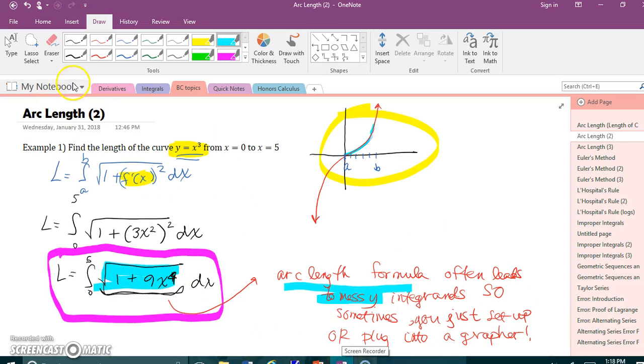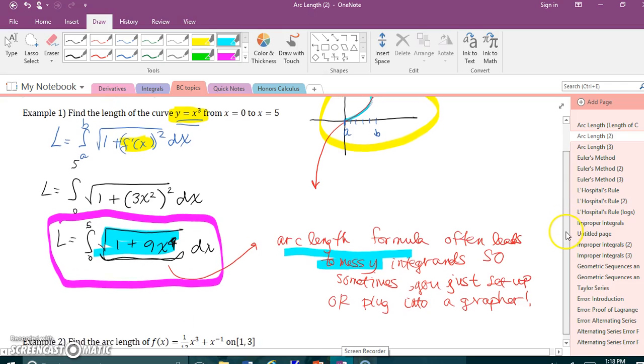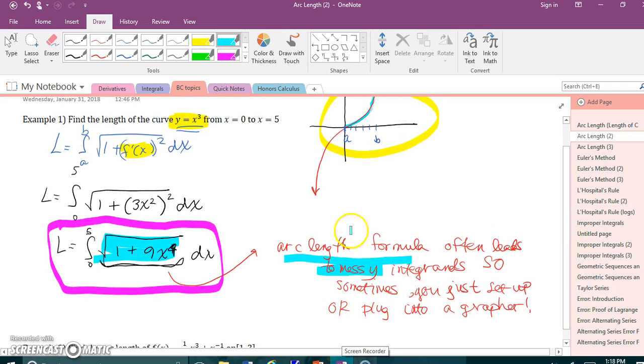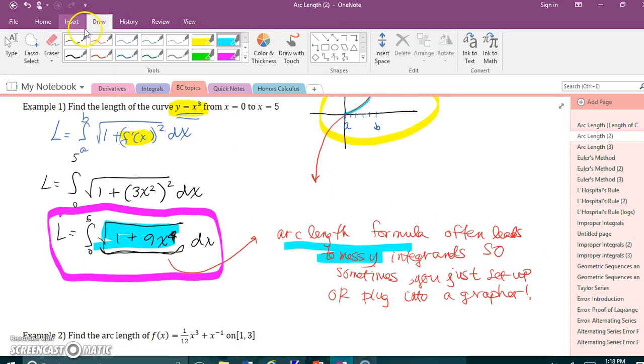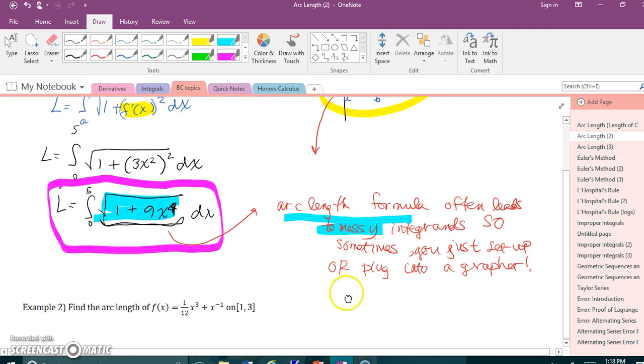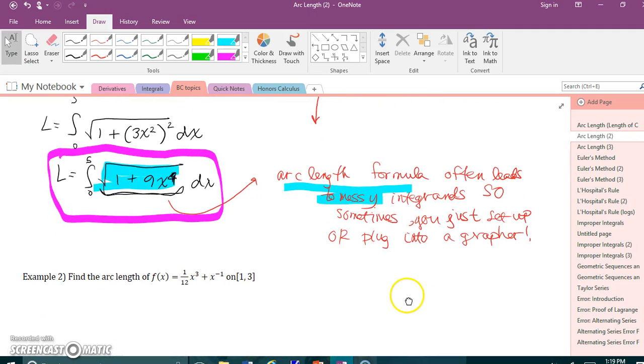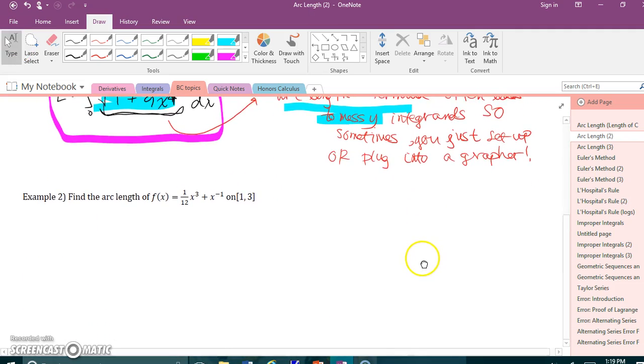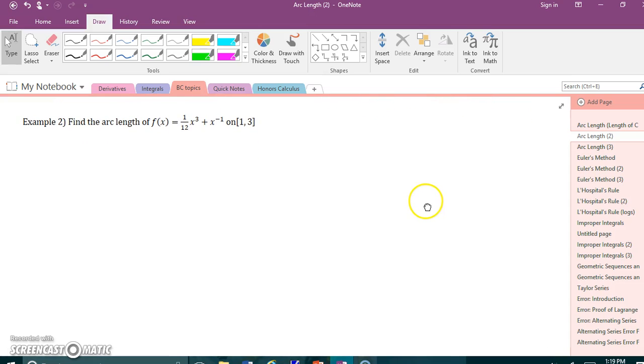So on the AP exam, they will either have you just set it up, or it'll be a calculator-active problem, and at this point you would just type it into your grapher with Math 9 and get a decimal answer. So what I'm going to show you next is one that we can do all the way by hand, and they do have some questions like this on the exam where you do need to do it out by hand.